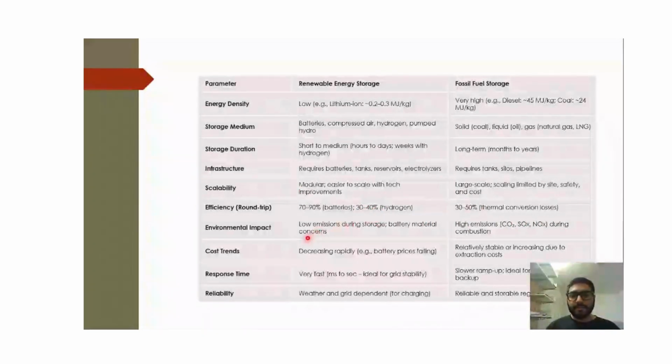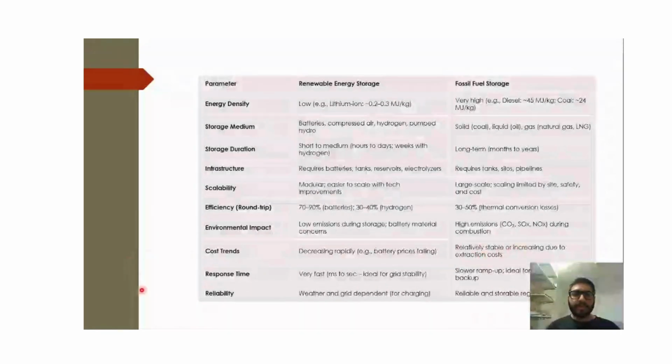Then we have environmental impact. Renewable sources are much less harmful for our environment, whereas fossil fuels are highly harmful. As we know, on combustion they produce SOx, NOx, and carbon dioxide that affect our environment. Then we have cost trends. The cost of renewable energy sources is currently decreasing because of advancement in technologies, while on the other hand, fossil fuel prices are increasing due to the limited resources of fossil fuel, and it also depends on the current political affairs of the world.